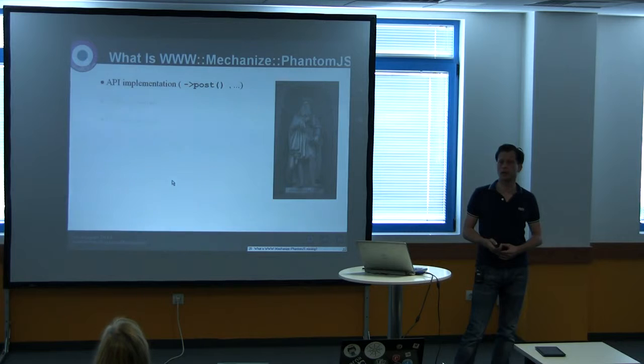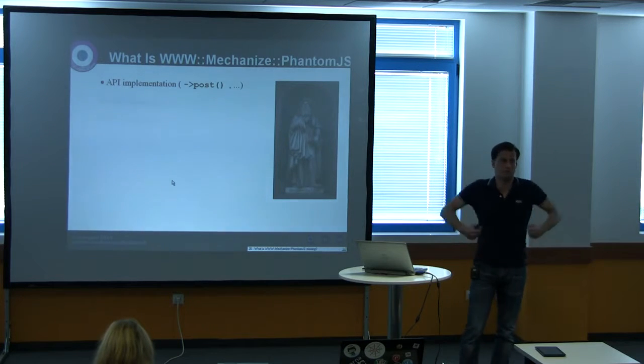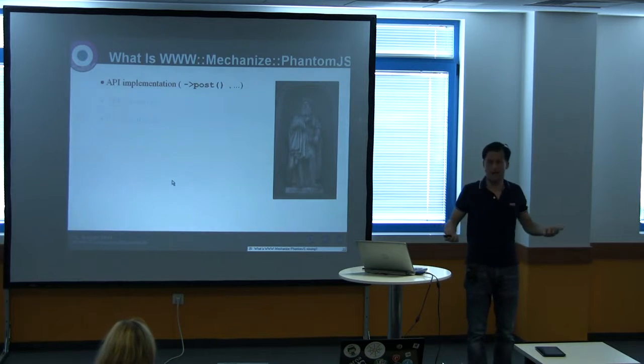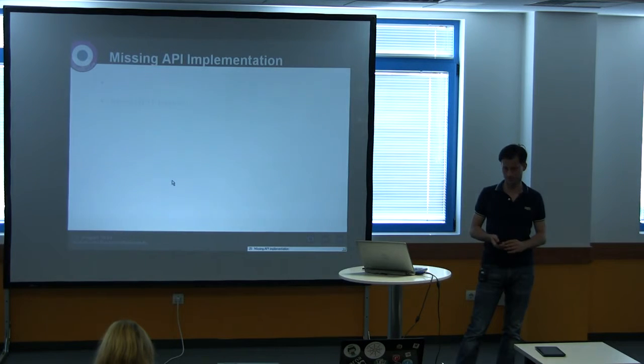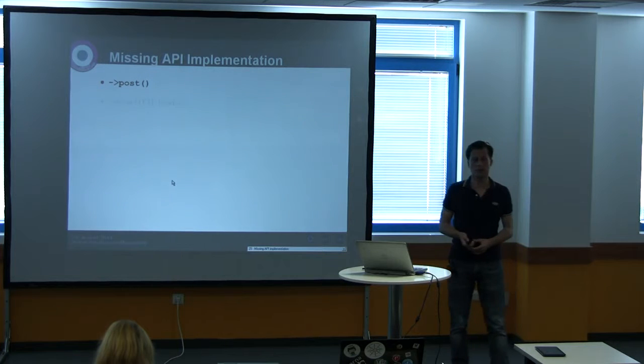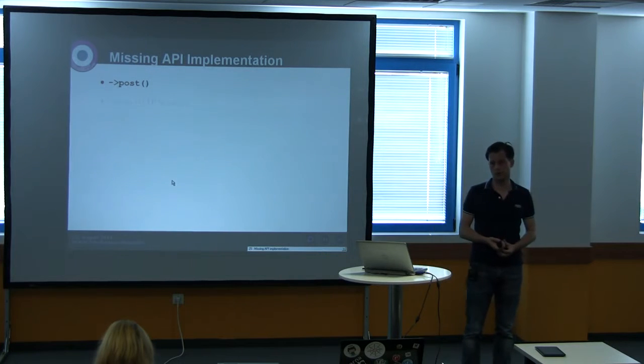And also, you cannot really change the user agent of the Mechanize object or of PhantomJS, because PhantomJS says I'm WebKit, and it's not that easy to fake a different user agent. Also, I haven't come up with a good idea for API extensions. I'll talk about that. And there's also some documentation still missing for the module. The post function is not implemented yet.